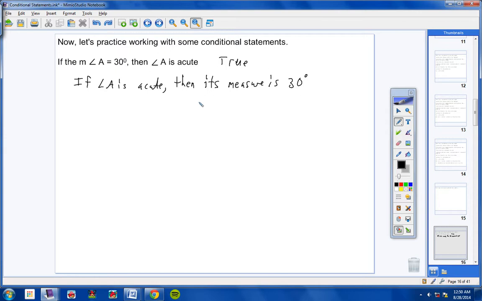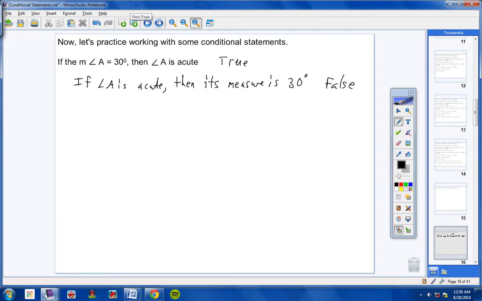It could be 30, 40, 50, 60, 70, 80, 10, 15, 19. Okay? All right, let's try another one. So here's what we did. We decided whether or not this was true. Then we wrote the converse, and then we're going to label that false. Okay? So let's try another one.